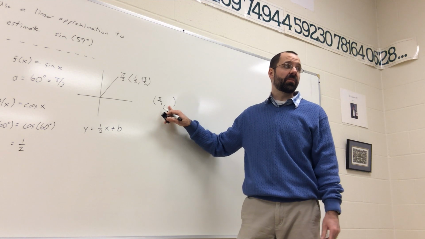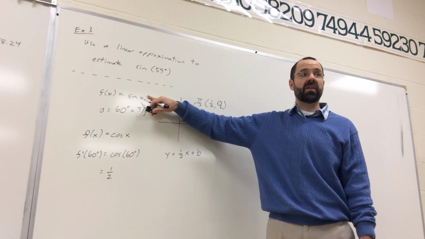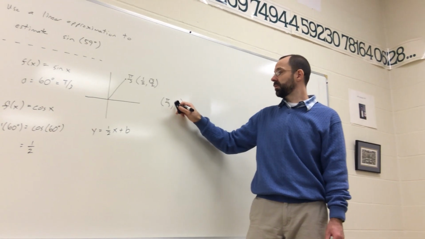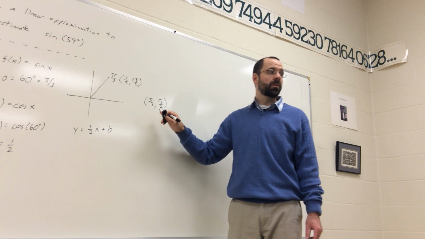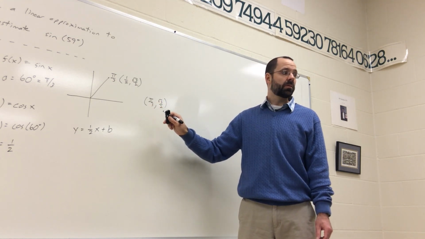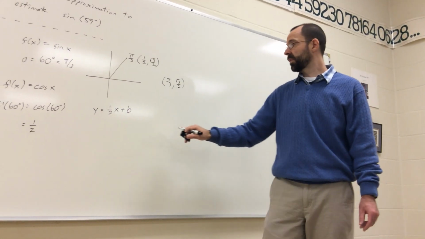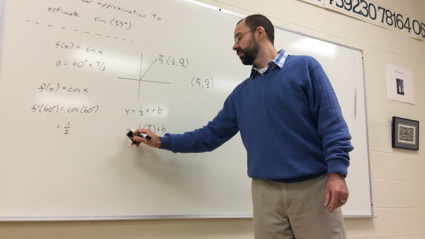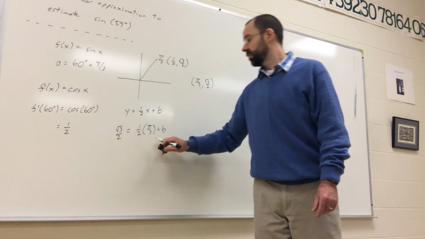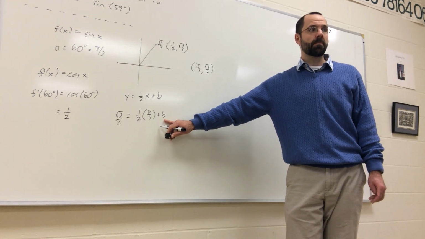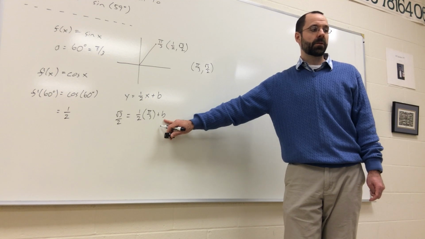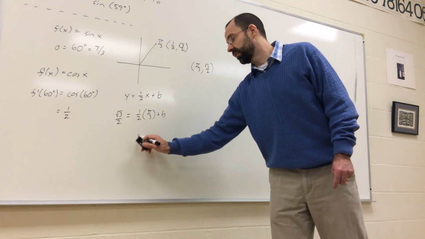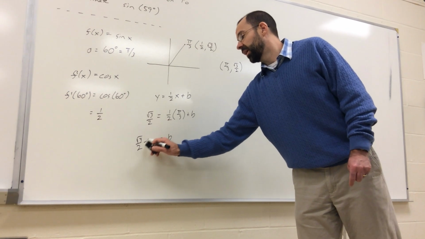So to figure out the y value, I have to plug the pi over 3 into the original. So I have to take the sine of pi over 3. But that's the y value on the unit circle. So that's root 3 over 2. So now I have my point that I can work with to find my y-intercept. So 1/2 times pi over 3 plus b should spit out root 3 over 2. So that'll multiply out to pi over 6. I can subtract the pi over 6 to the other side. So b is root 3 over 2 minus pi over 6.